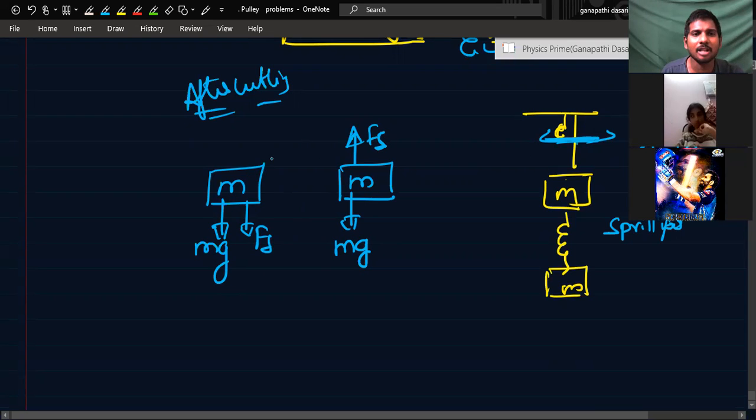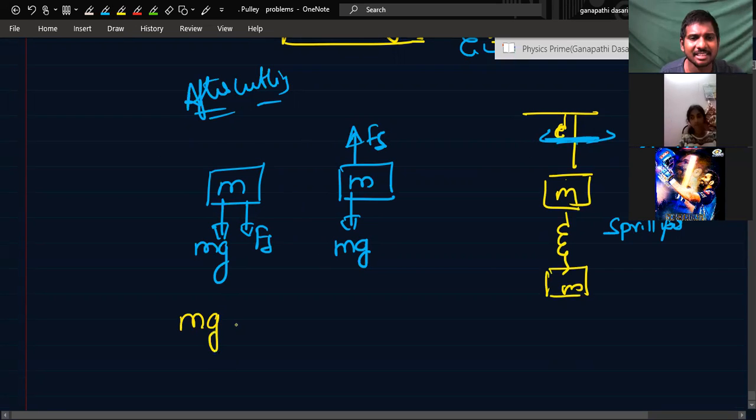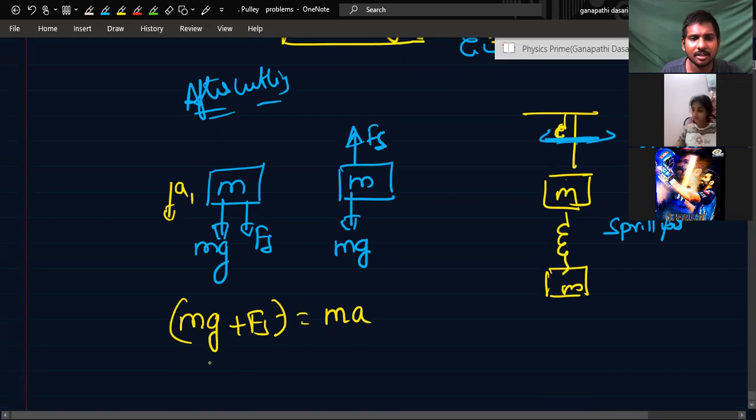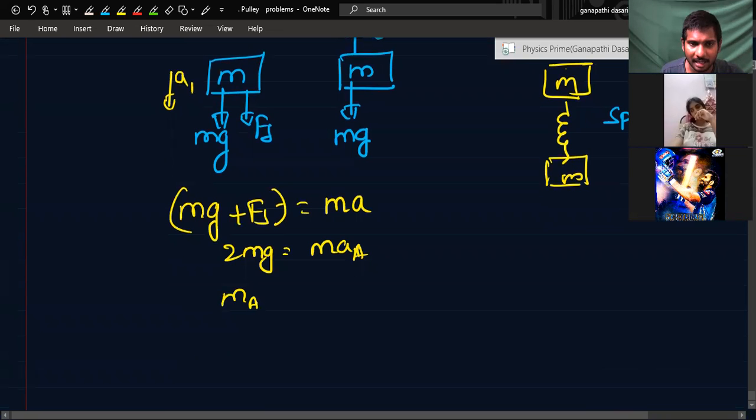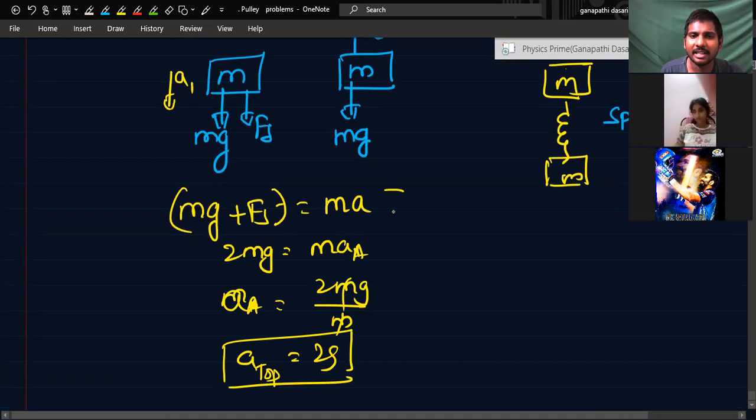So now, if I solve the accelerations of the blocks, net force is equal to mass into acceleration. Mg plus Fs is equal to mass into acceleration. So what is Fs? mg. So 2mg is equal to mass into acceleration of this first A block. So ma is equal to 2mg. Acceleration of A block is 2g, the acceleration of that top block. Okay, you got it?